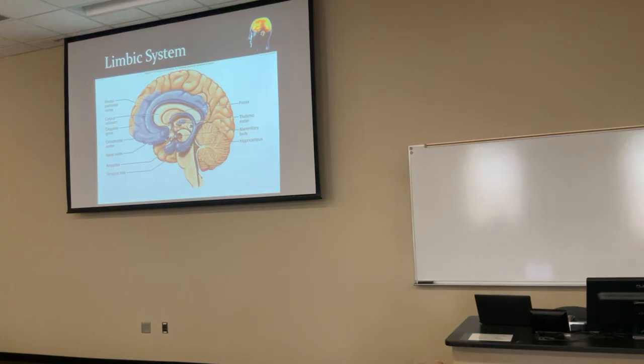The amygdala right here is also involved in memories. The amygdala, since it's part of the limbic system, is involved in emotions. The amygdala provides emotional overtones to memories, so it makes you feel happy when you think of certain things.